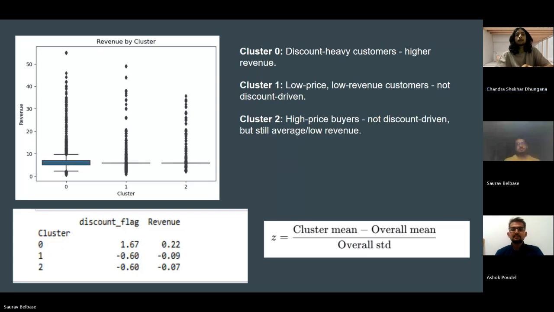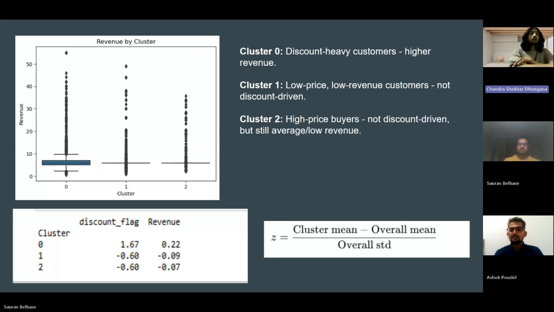Next slide. So in our analysis, we have divided our data into 3 clusters. The first cluster is discount-heavy customers, meaning customers that are discount-driven. They just buy products when they are on discount. Cluster 1 is low-price products with low-revenue customers, meaning customers that just don't buy much from Coles. And cluster 2 represents high-price buyers, like premium product buyers, and they're not discount-driven either.